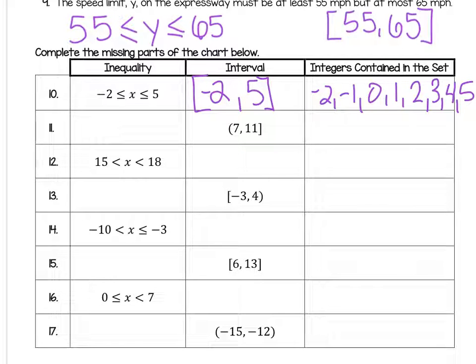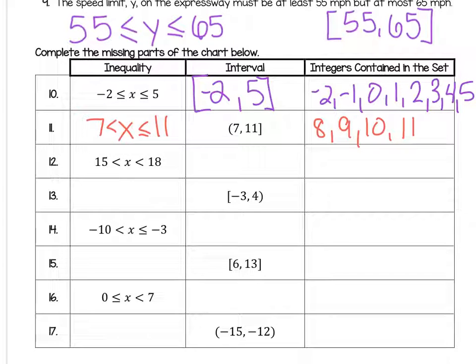Okay, number 11. We're given the interval. We have to go back to inequality. Let's just use X. It didn't really tell us, but it looks like that's what they've done on the rest of the questions. Since 7 is not included, we're going to leave that a less than symbol, but 11 is, we are going to make that a less than or equal to symbol. Well, 7 is not included, so it looks like we have to go from 8 to 9 to 10, and is 11 included? It sure is, because it can equal.